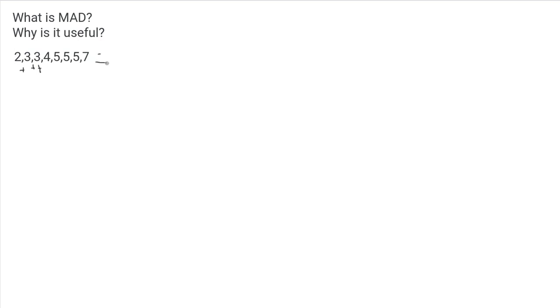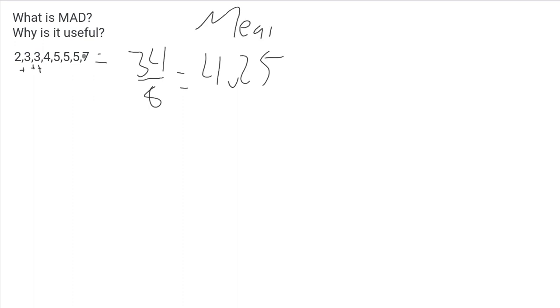When I do this, I get 34. Then divide by how many pieces of data there are. So there's 1, 2, 3, 4, 5, 6, 7, 8 pieces of data. And when I divide that out, I get 4.25. So this is my mean. So there's the mean part of MAD.